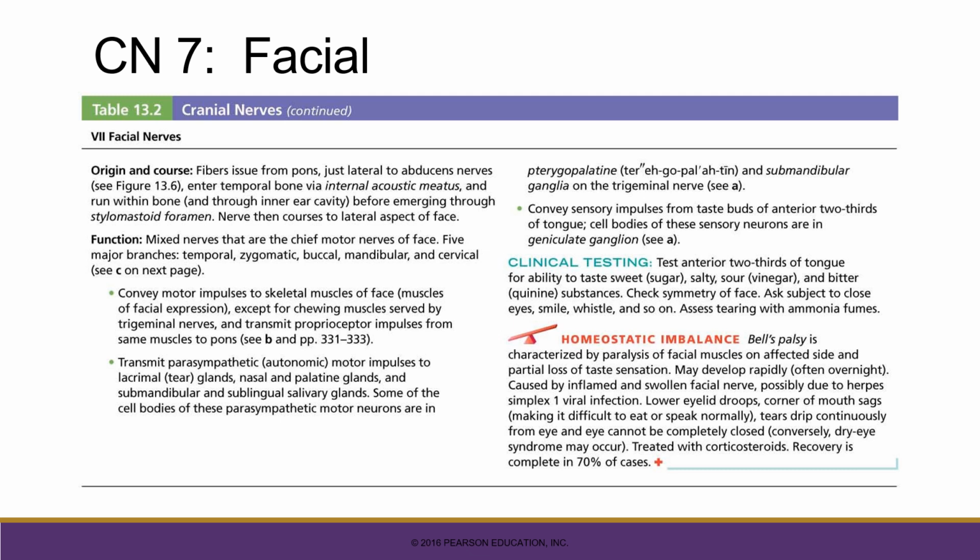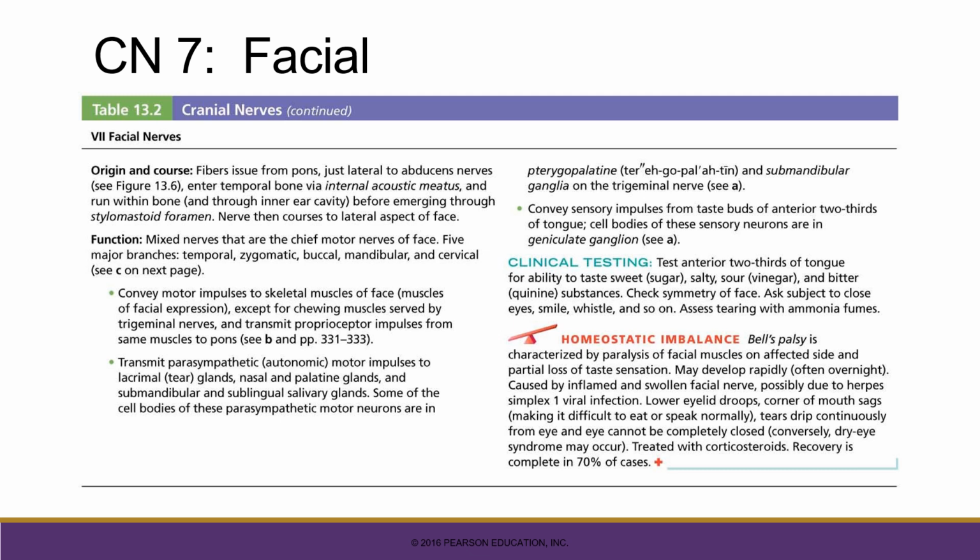Moving on to cranial nerve 7, the facial nerve. Origin and course: fibers issue from the pons, just lateral to the abducens nerve from the last slide, enter the temporal bone via the internal acoustic meatus, and run within the bone and through the inner ear cavity before emerging through the stylomastoid foramen. The nerve then courses to the lateral aspect of the face. Its function: it's a mixed nerve, so this is B, both. They are the chief motor nerves of the face.